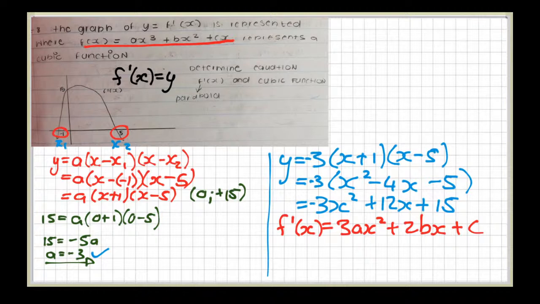Now that is simply taking the function with the a's and the b's and the c's and differentiating it. So what I'm going to do in this case is compare the coefficients. So in other words, because they are the coefficient of x squared, it means they've got to be the same. So in other words, 3a has to be negative 3. So a is negative 1.